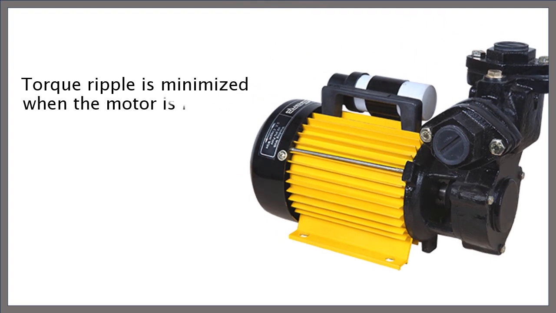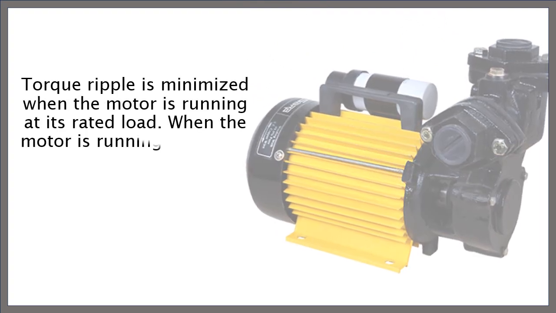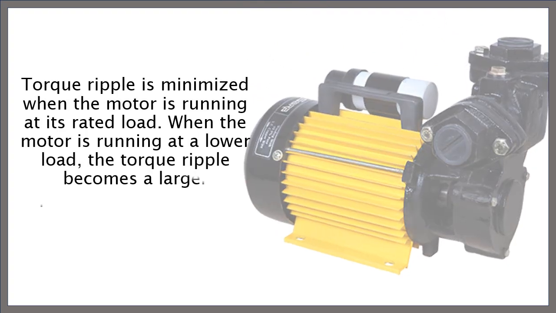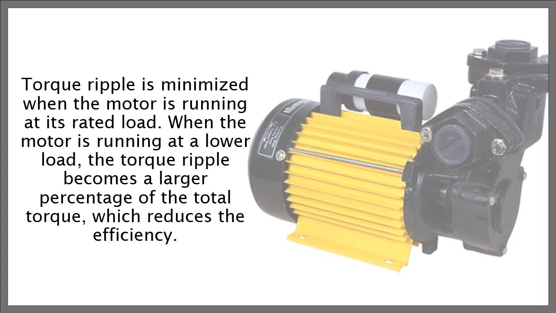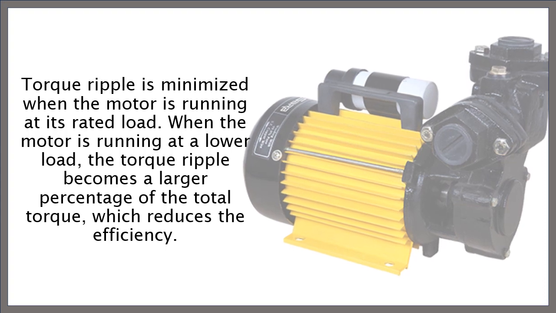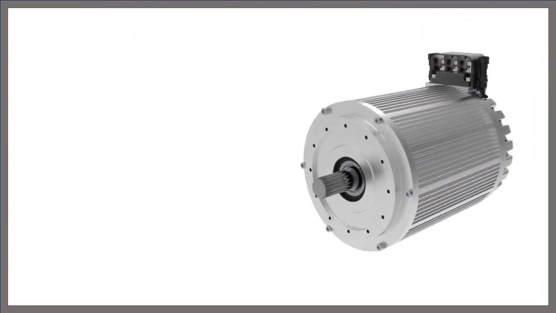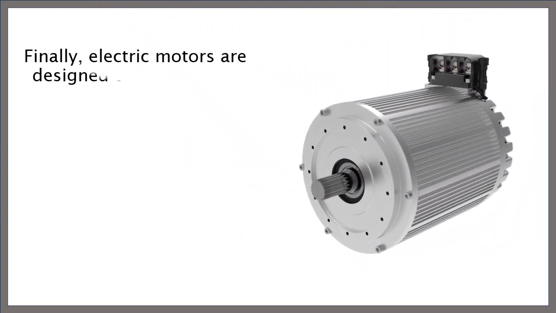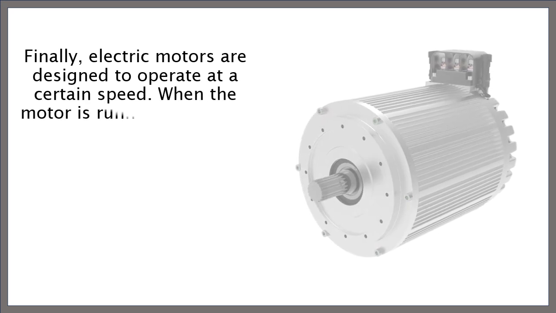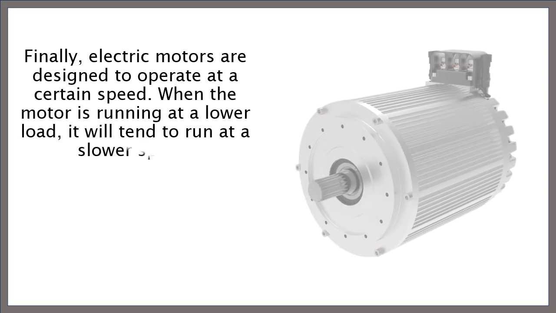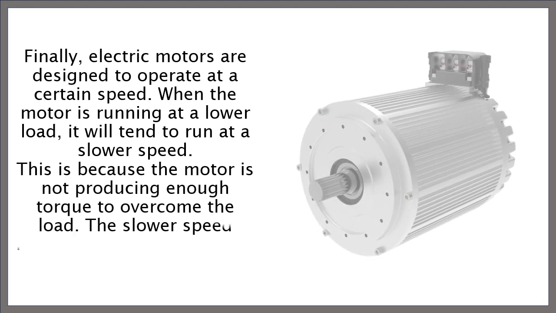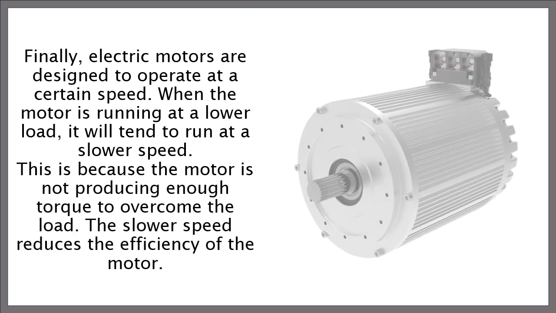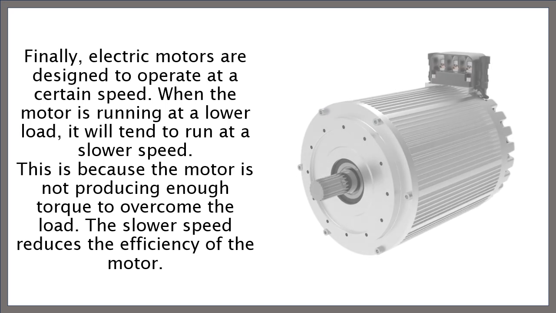When the motor is running at a lower load, the torque ripple becomes a larger percentage of the total torque, which reduces the efficiency. Finally, electric motors are designed to operate at a certain speed. When the motor is running at a lower load, it will tend to run at a slower speed. This is because the motor is not producing enough torque to overcome the load. The slower speed reduces the efficiency of the motor.